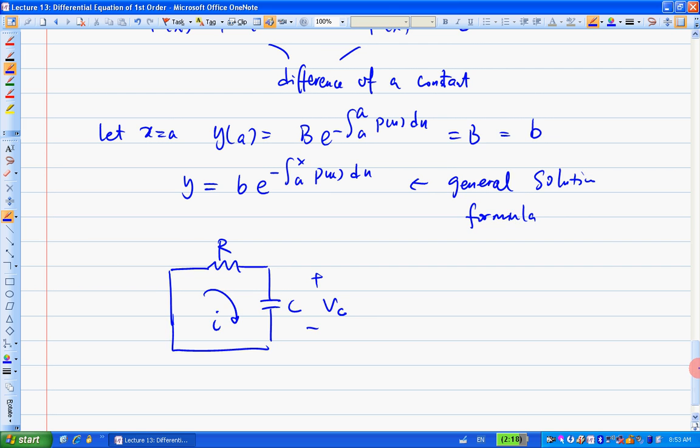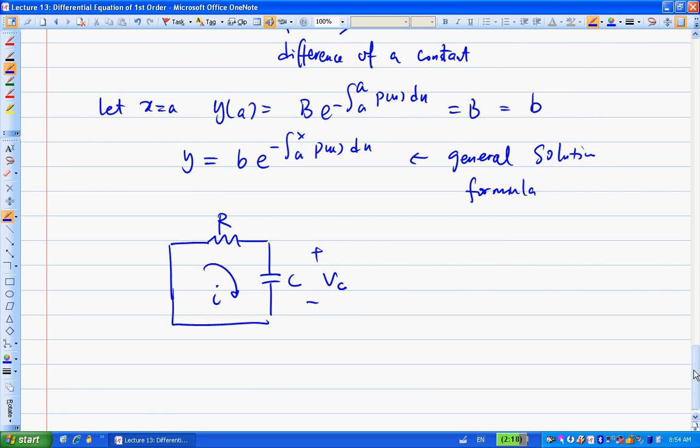Okay, it's an RC circuit. Now we're interested in the output of the system. There's no input here, but you can add an input. Once an input is added, it's not homogeneous anymore. But without input, you can derive using KCL the differential equation governing this circuit, which is this one here.